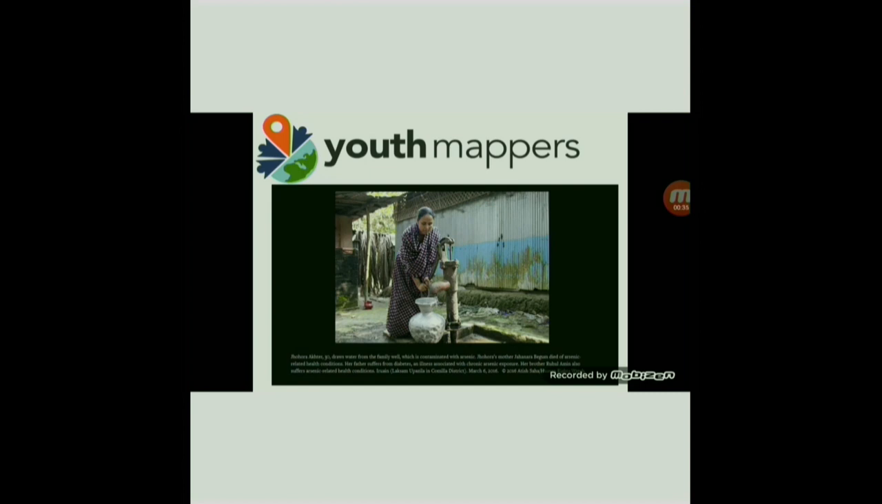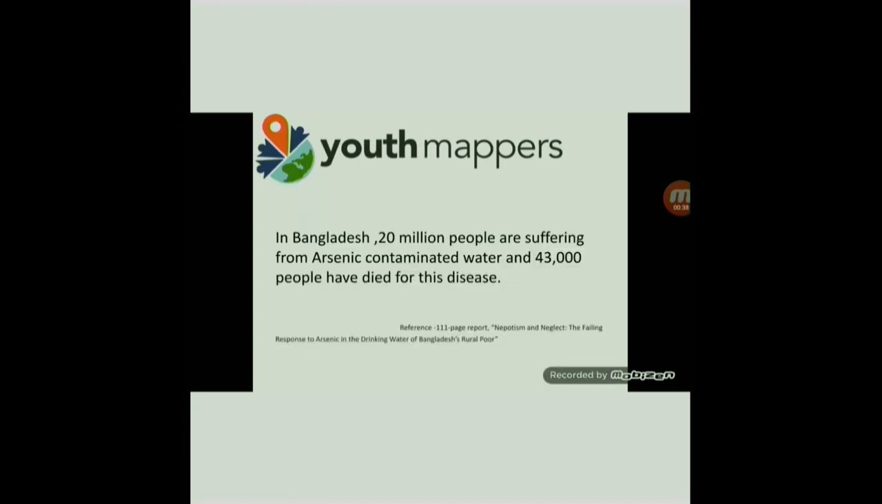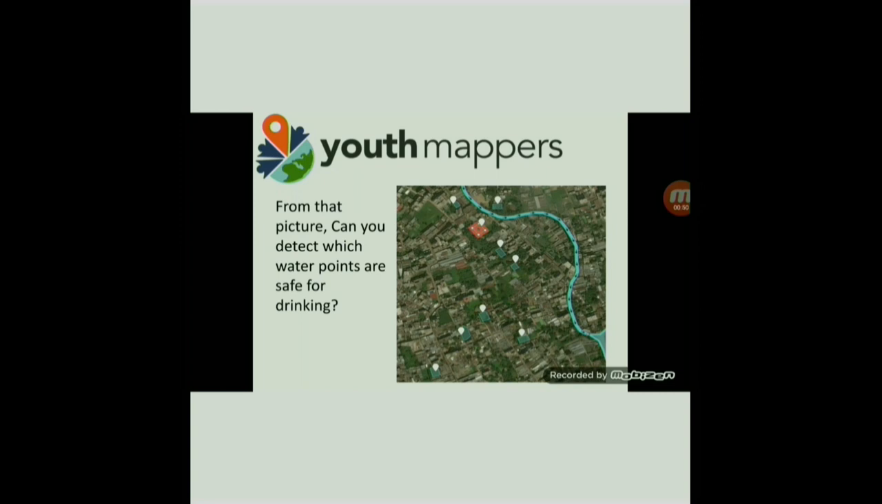Do you know? In Bangladesh, 20 million people are suffering from arsenic contaminated water, and 43,000 people have died from this disease. In that picture, taken from the OSM server of Chittagong district in Bangladesh, the area is densely populated, but the number of water points is less than the number of people. So from that picture, can you detect which water points are safe for drinking and which are not? Definitely this is a hard question, not only for us, but also for the community people.